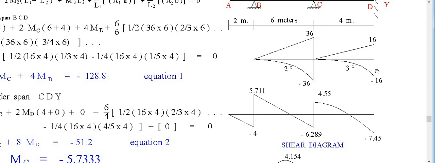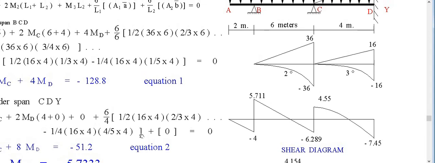Then the lower part is 1/4. So 1/4, 16 by 4. The distance is 4/5 of 4. From here up to here, 4/5 of 4. Then the secant span of CDY is 0. There is no area, so 0.